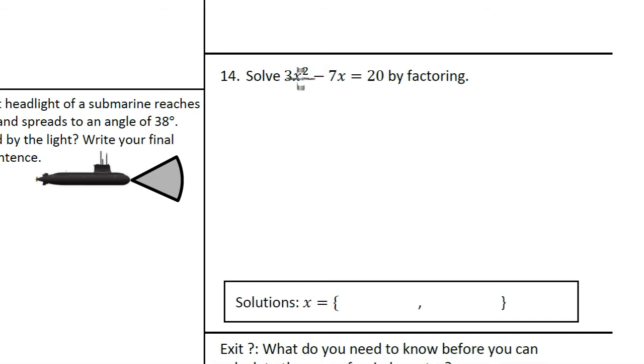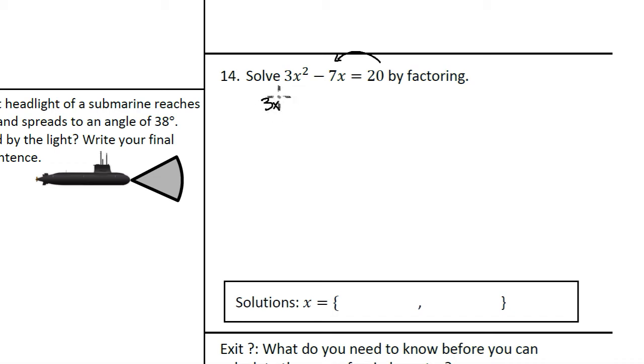Let's cover what solving means. Solving means find the values of x that make the left side equal to the right side. So if I can find the values of x that make this equal to 20, I have solved this equation. And a lot of times on quadratics, you've got more than one solution. So before I can factor, I've got to get all the terms over to one side. So I'm going to do that.